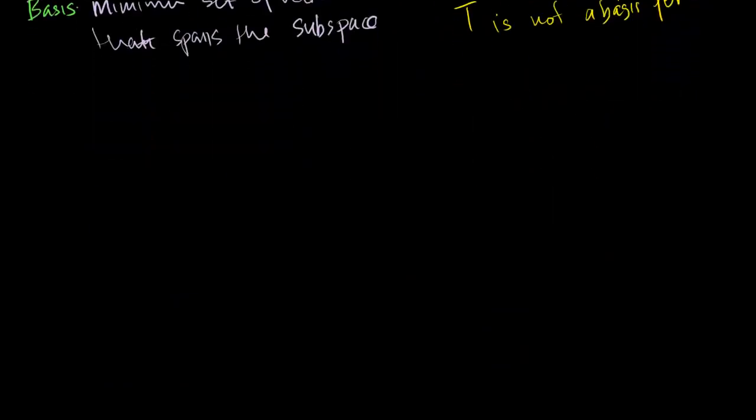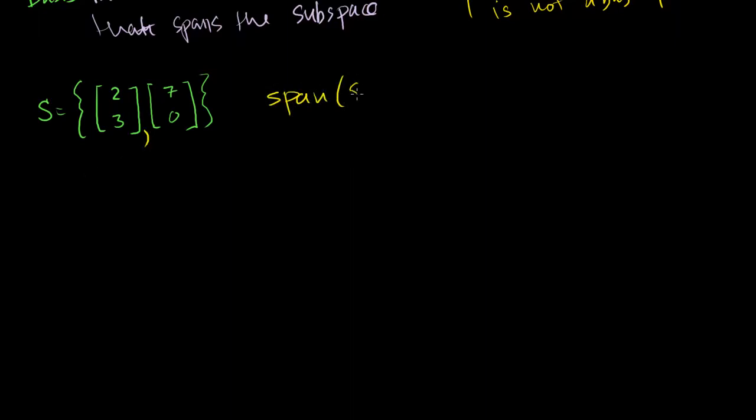Let's just take some vectors here. Let's say I define my set of vectors, and I'll deal in R2. So let's say I have the vector (2, 3), and I have the other vector (7, 0). First of all, let's just think about the span of this set of vectors. This is a set S. So what's the span of S?